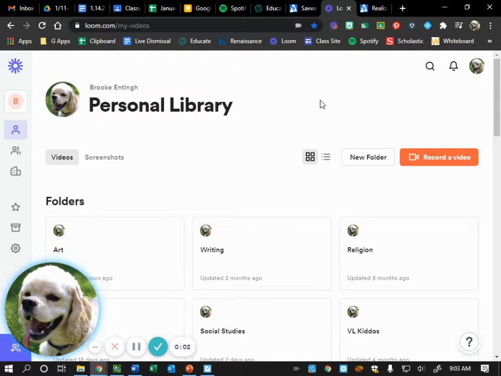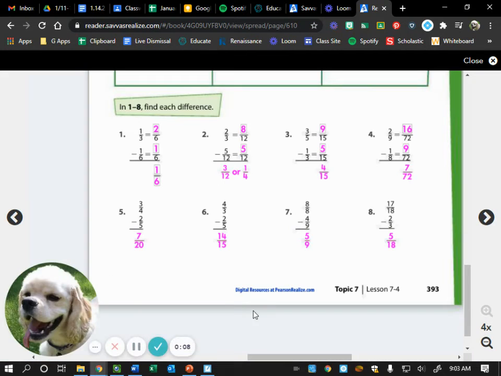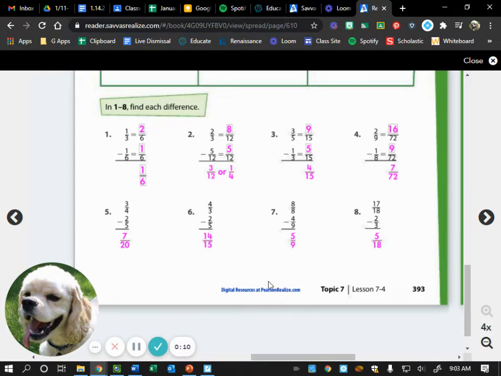All right, we are opening to last night's homework, which was pages 393 and 394. There it is. So, we are subtracting fractions. We had numbers 1, 2, 7 through 10, and 13.